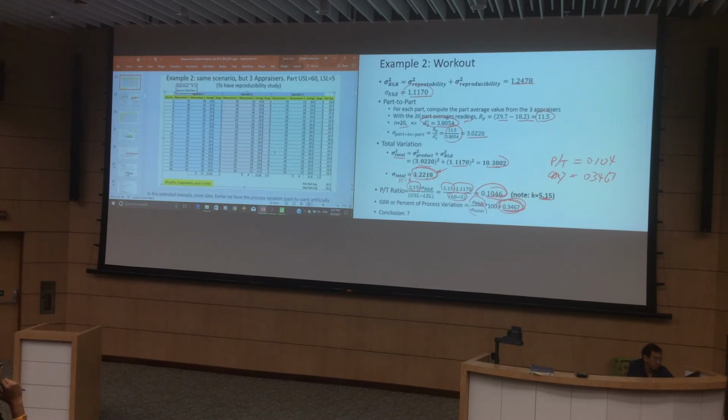Because now remember this is 5.15. If we use 6, this one will be 12, 0.12. And then the GRR doesn't involve the K factor, so this one is the same. So this is what it is.